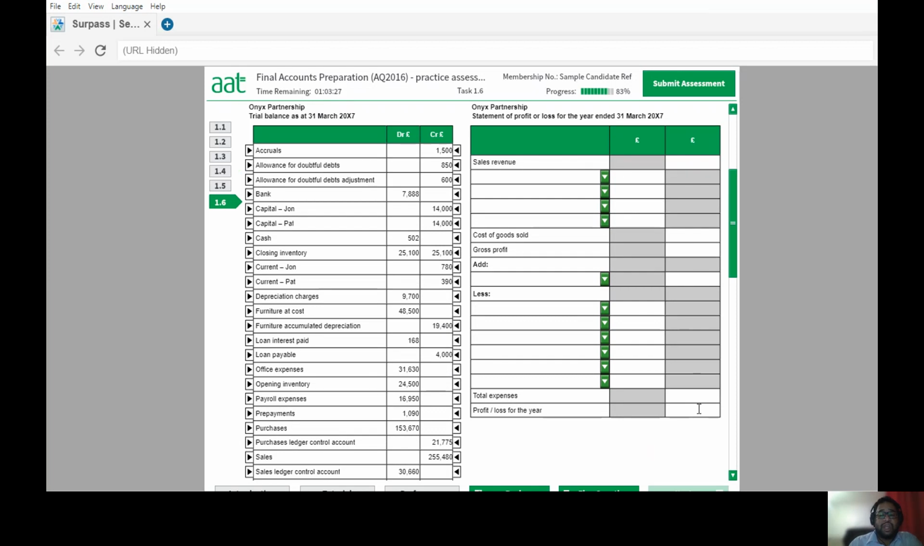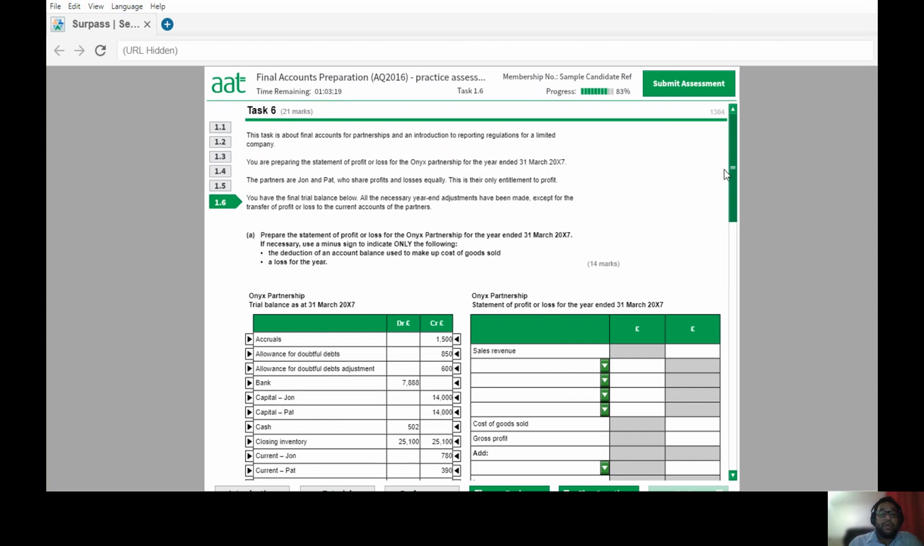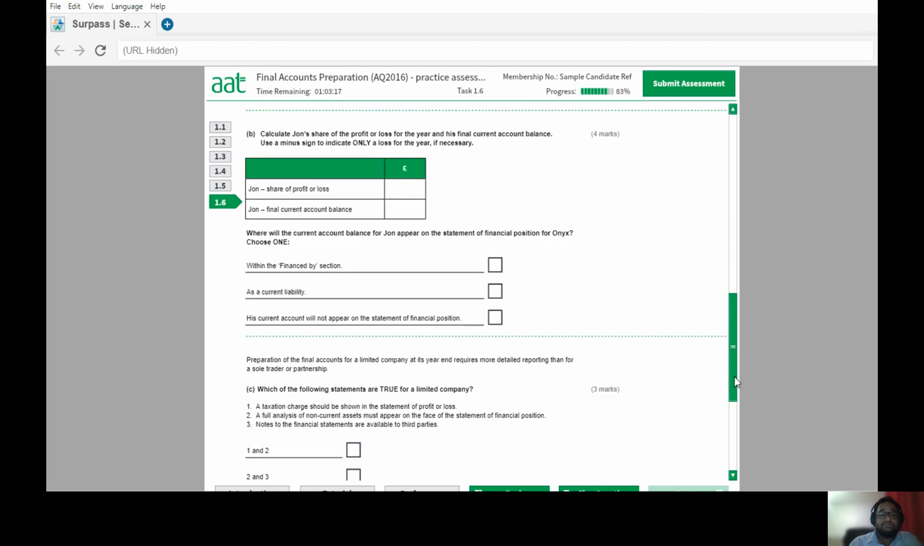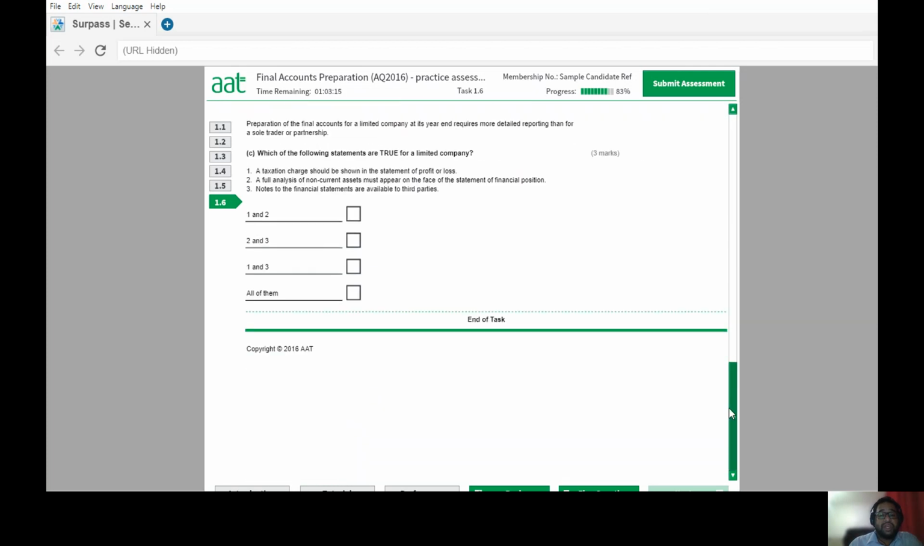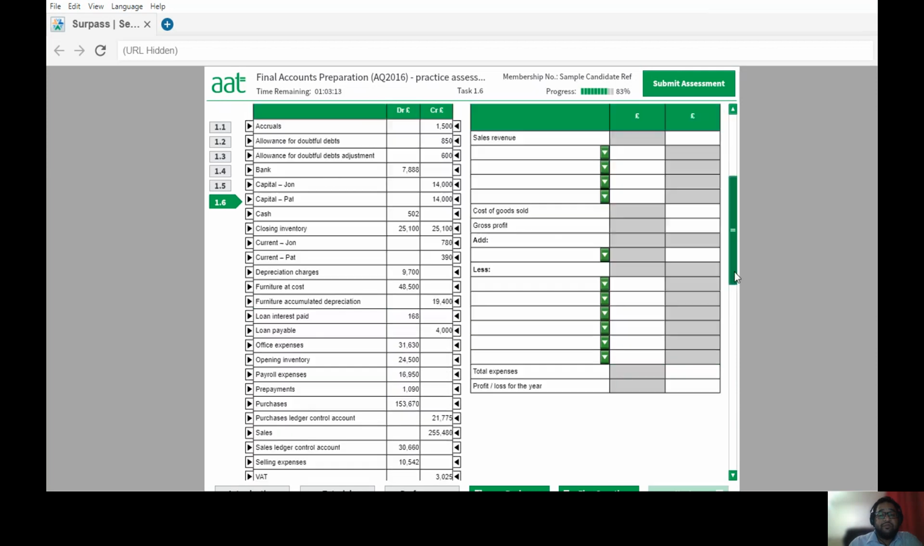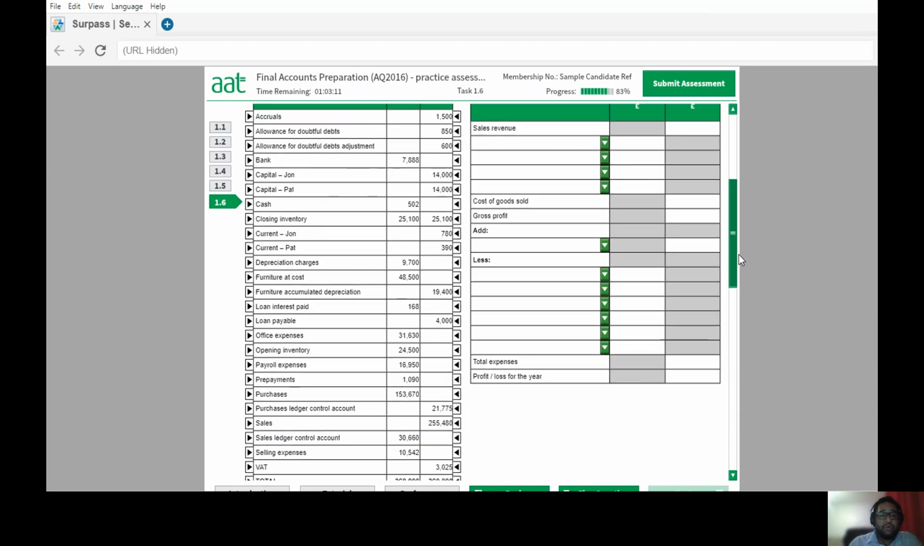And if you have a loss, you can do a minus figure there. Apart from that, you don't have to use any negative figures. So this question is for 21 marks. It looks fairly noxious here. This part of it is going to be for 14 marks. So let's crack on with this bit.